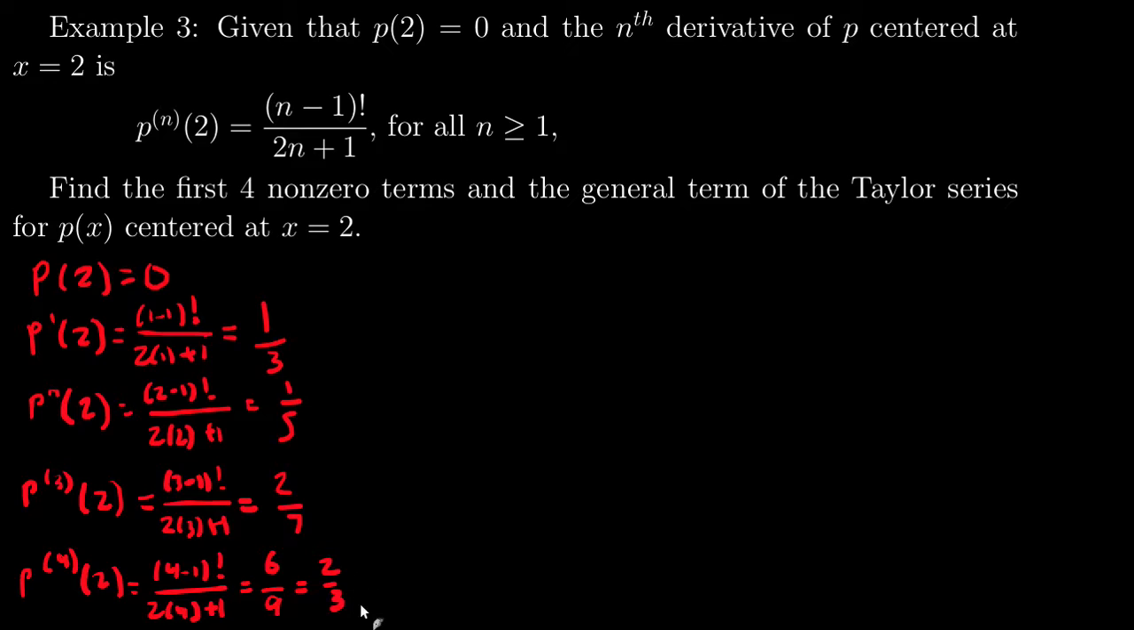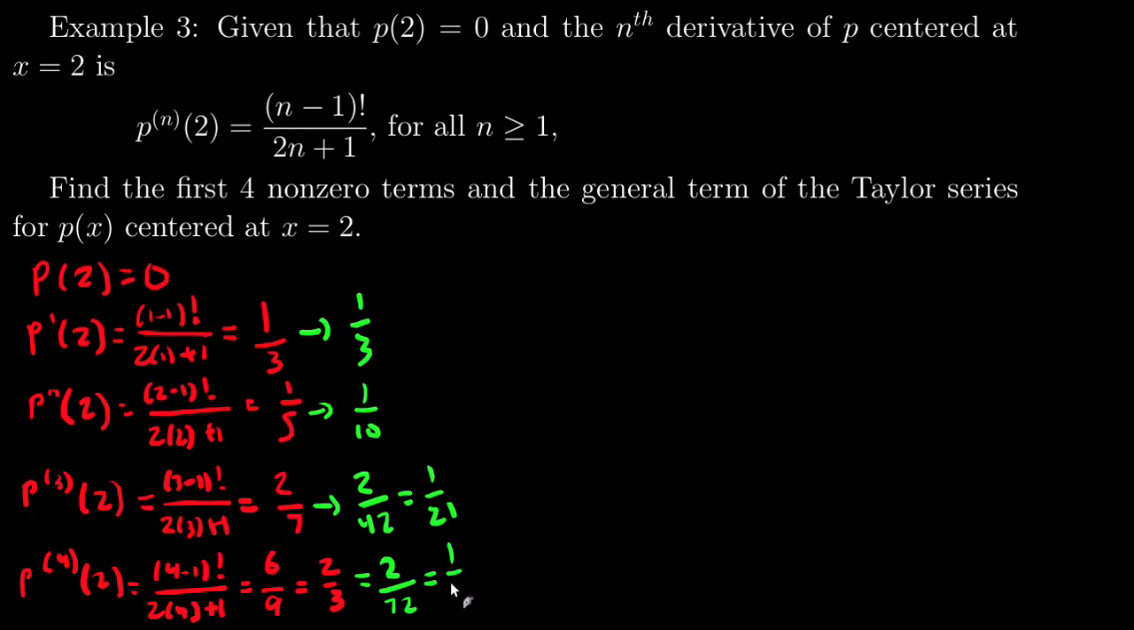So these are going to lead me to the first four non-zero terms. So I divide this by 1 factorial and get 1 third. Divide this by 2 factorial and get 1 tenth. Divide this by 3 factorial, 3 factorial is 6, and get 2 over 42, which is 1 over 21. And divide this by 4 factorial, 4 factorial is 24. 24 times 3 gives me 72, which leads me to 1 over 36.